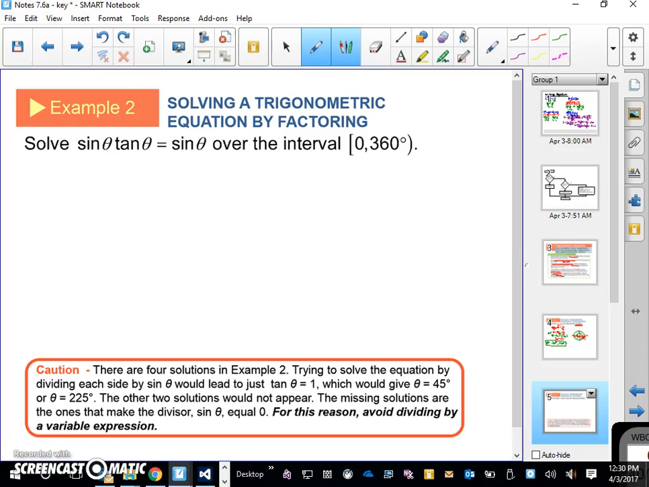Example 2, I'm solving a new equation. First thing you'd want to do is look at how many variable terms you see. When there's more than one, you're not going to be able to isolate. Go back and look at your flow chart. When there's more than one, you're going to have to do something else.